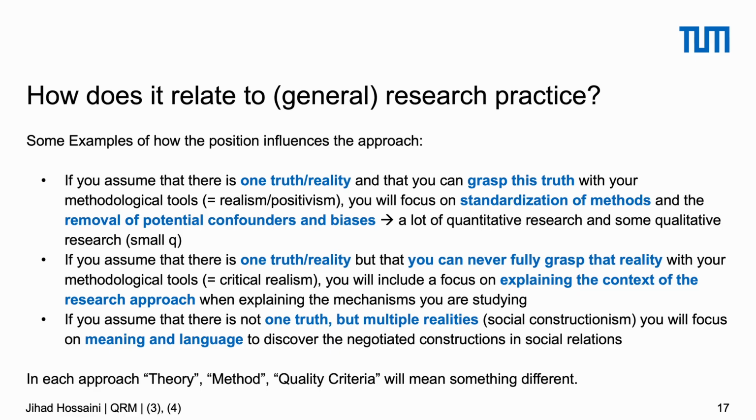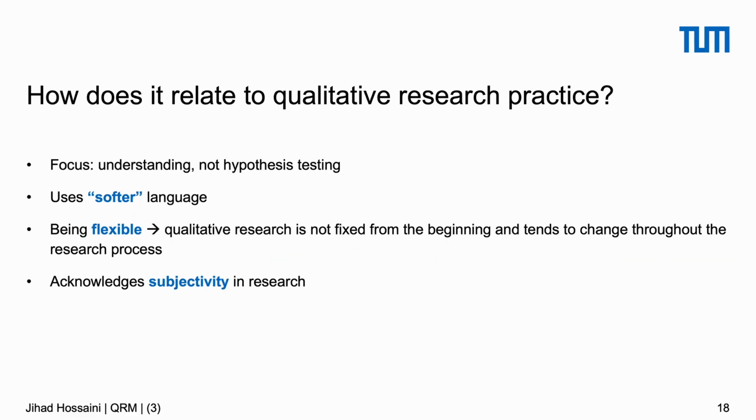And if we assume that there is not one truth, but a lot of different realities and everything is constructions and meanings, of course what we will focus on is meaning and language. And we will attach meaning and language to meaning and language in some sense. Now, the last point here is important and interesting and relates to our exercise from last week. In each approach, based on these different assumptions, these terms down there, theory, method, quality criteria, they will mean something completely different according to the different kinds of research positions. Okay. How does this relate to qualitative research practice?